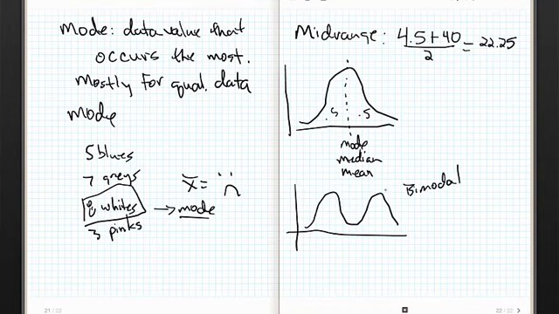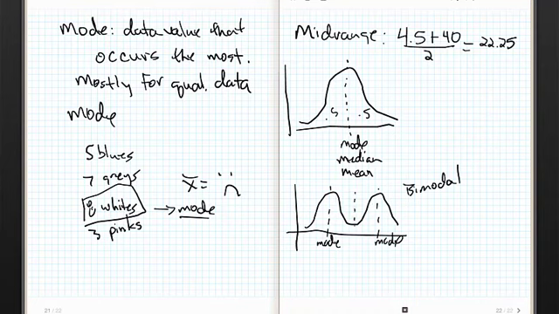Bimodal means I have two maximum values, or excuse me, two maximum frequencies of data values. It's called bimodal. If I had three humps, it'd be trimodal. That's referred to as a multimodal data set. All right, so I'd have a mode here, and I'd have a mode over here.